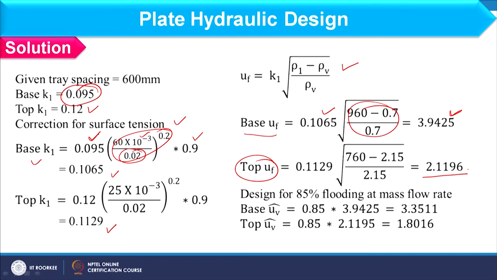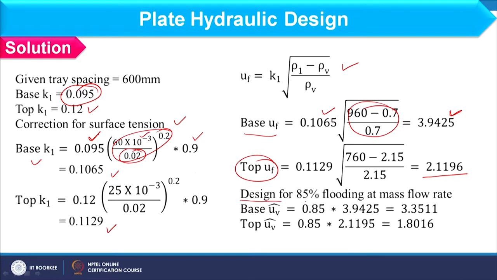You have to fix the minimum vapor velocity, and that should be 85% of the flooding velocity, because the recommended range is 80 to 85%. So, I am considering 85%. So, the vapor design velocity we can consider as 0.85 into the flooding velocity at bottom as well as at top, right.